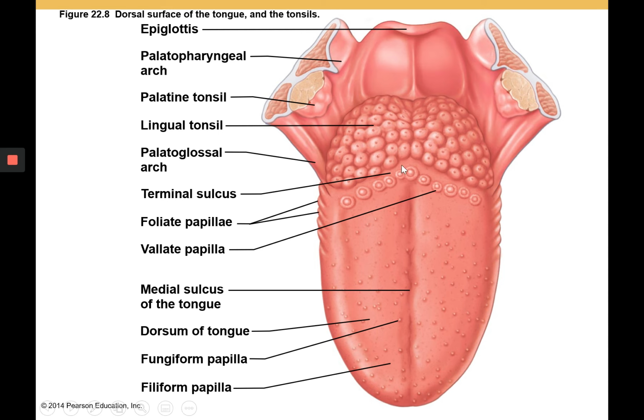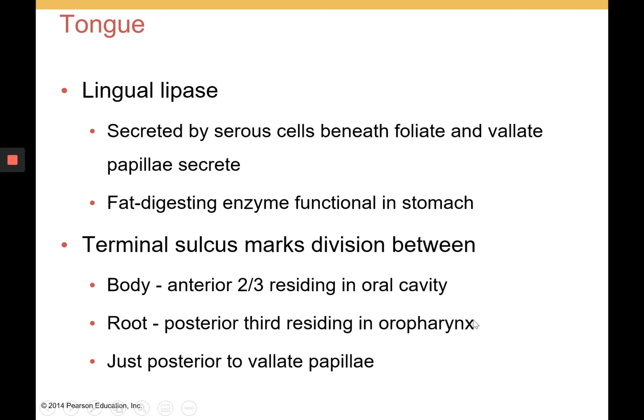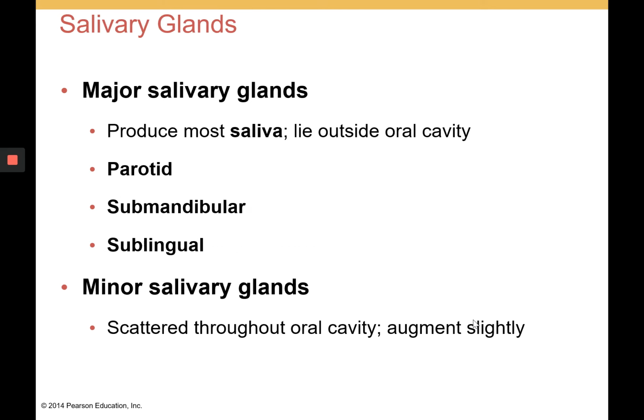Here are the vallate papillae. The vallate papillae are going to separate posterior 1/3 from the anterior 2/3 of the tongue. And the tongue is able to produce lingual lipase, which is an enzyme that digests fat, but is not functional until it hits the stomach. So fat digestion does not begin in the oral cavity because this lingual lipase is non-functional in the oral cavity. The terminal sulcus is that division between the front and back of the tongue, and we see that separation at the posterior portion of the vallate papillae.